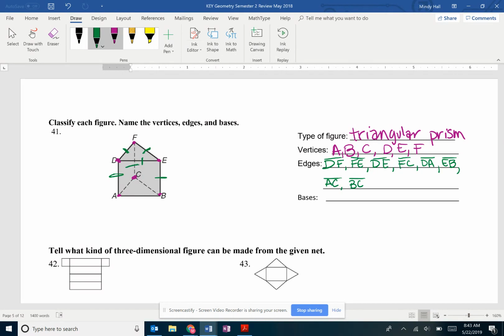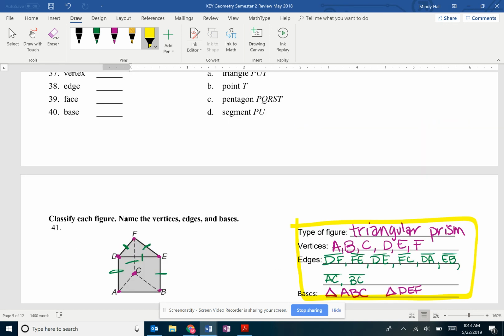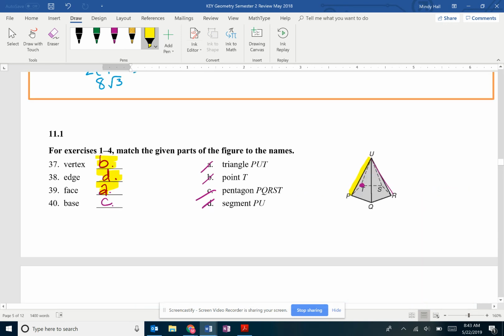And then our bases are just what shape is it and what are they? So we have triangle ABC and triangle DEF. And it doesn't matter if you have corresponding stuff together or not. You just have to have that info. And let me go back and highlight real quick.